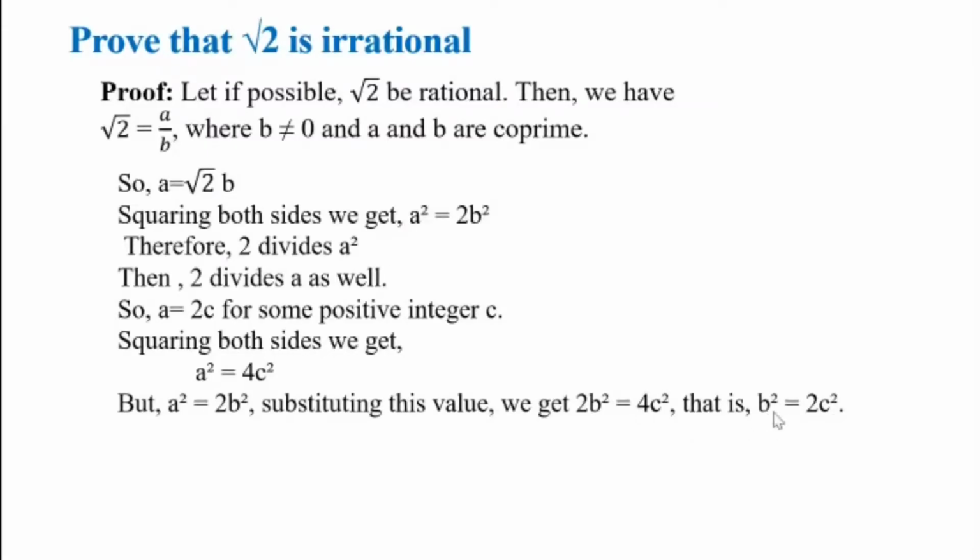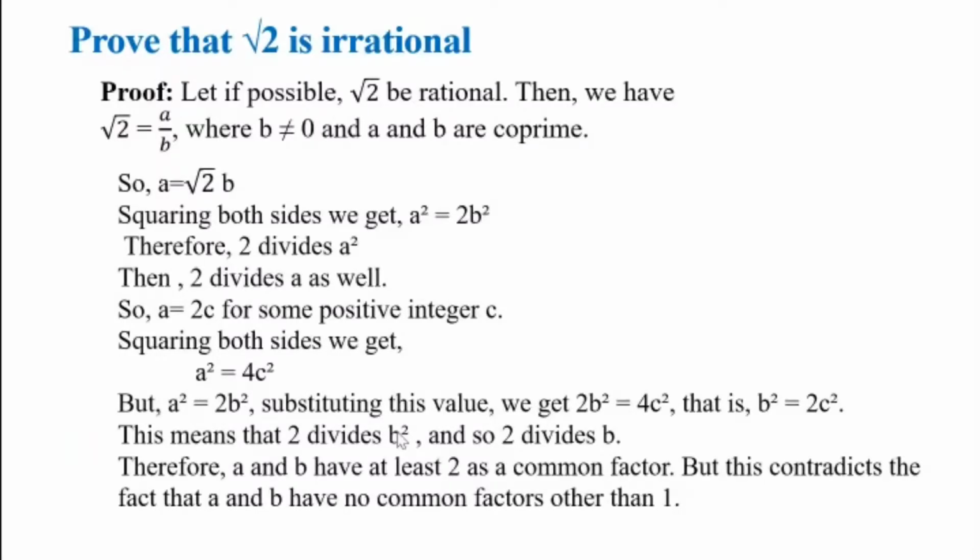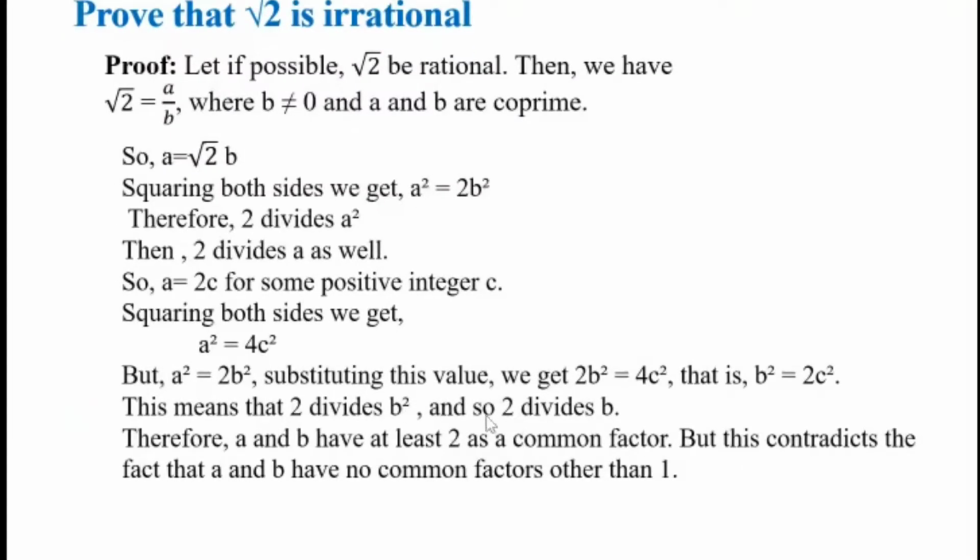Now I have got b square is equal to 2c square, which means that 2 is a factor of b square, or I say 2 divides b square. If 2 divides b square, then 2 will divide b also. If 2 divides b and here I got 2 divides a, that means that 2 is a common factor of a and b. But it was written that a and b are co-prime integers. If a and b are co-prime, and here I am getting that a and b have 2 as a common factor, this is not possible. This is contradicting the fact that a and b have no common factors other than 1, because I had taken them to be co-prime integers.